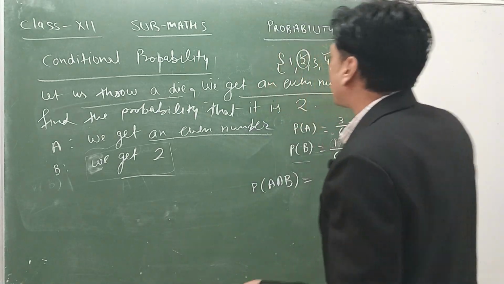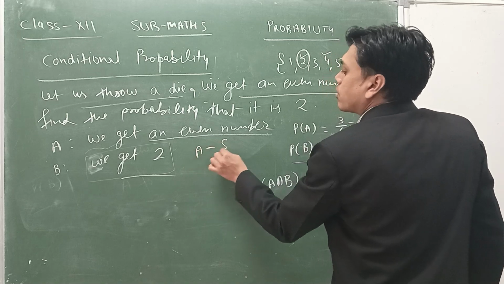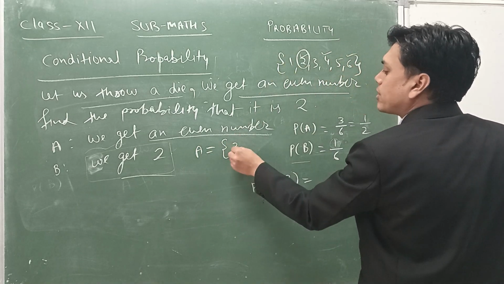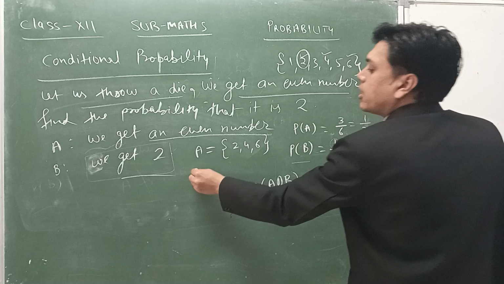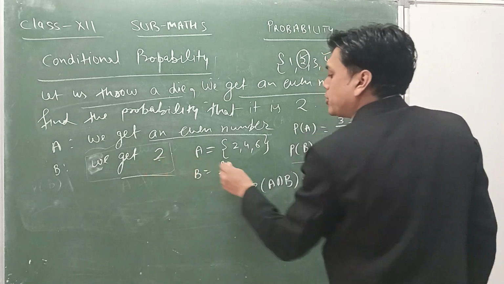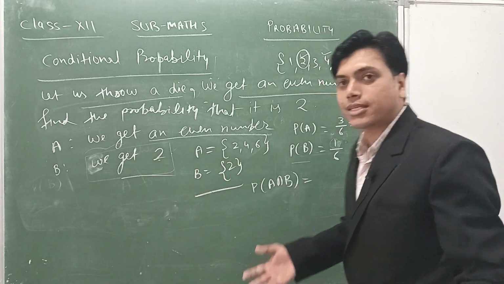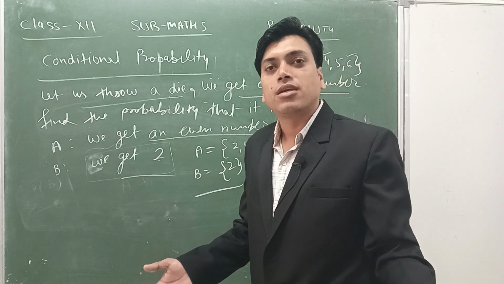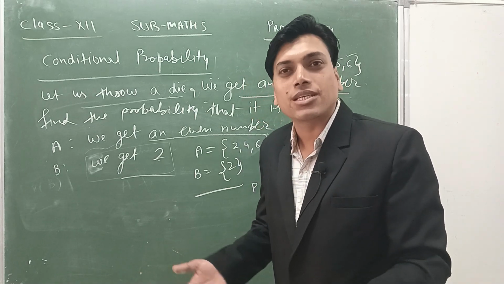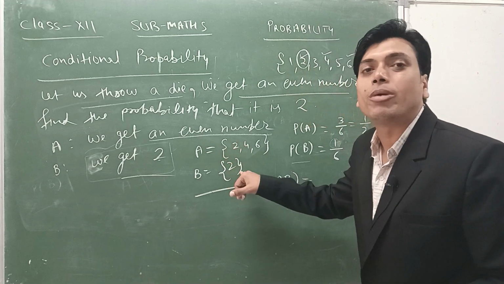A intersection B, you know well, from the sample space. What was A? 2, 4, 6, and B only 2. Okay, so A intersection B, in class 11 chapter 1 sets, we learned how to find the intersection of two sets, which is the common elements.